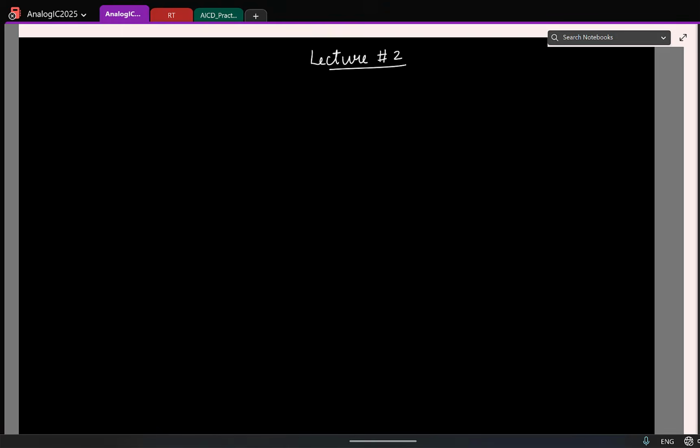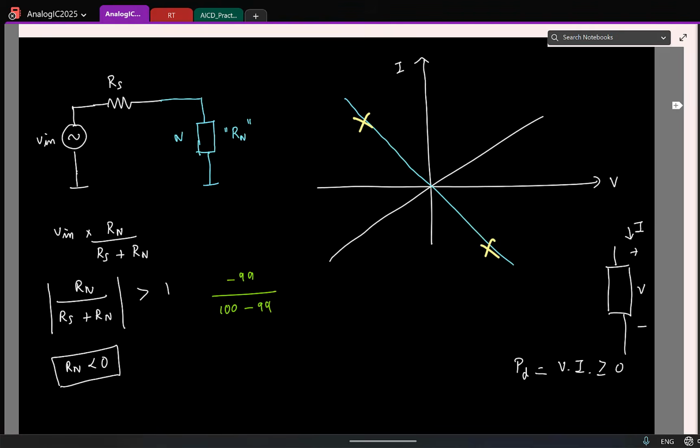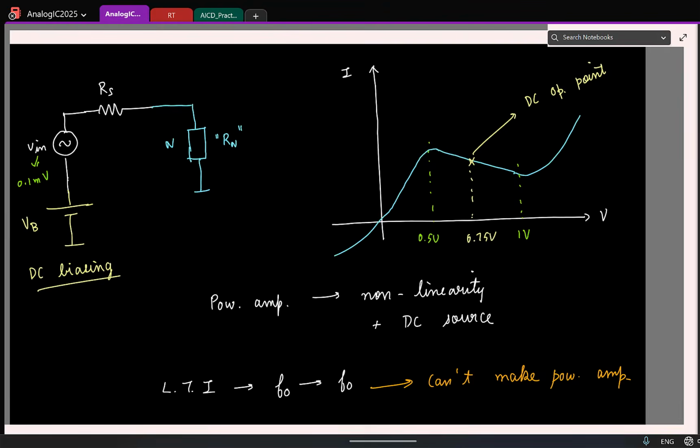So in the last class we essentially convinced ourselves that only with linear and time invariant networks we can't get any power amplification. So what kind of devices do we need? We need nonlinear devices, and we started with the one port nonlinear network. We essentially saw that if this one port nonlinear network should act like an amplifier, its nonlinear characteristics should have a positive slope or a negative slope.